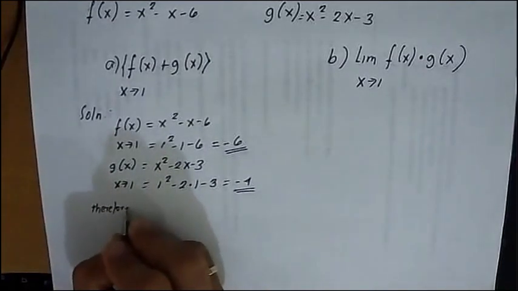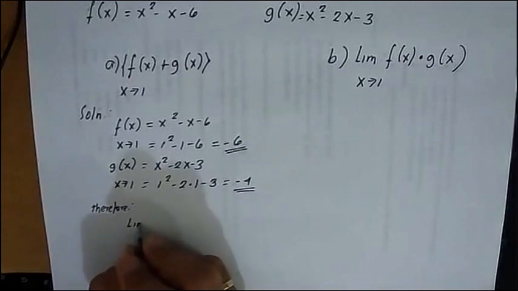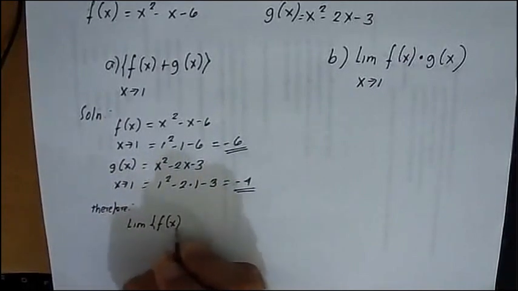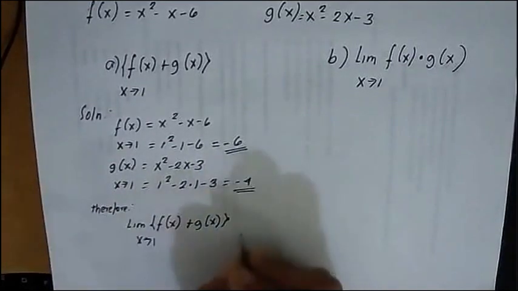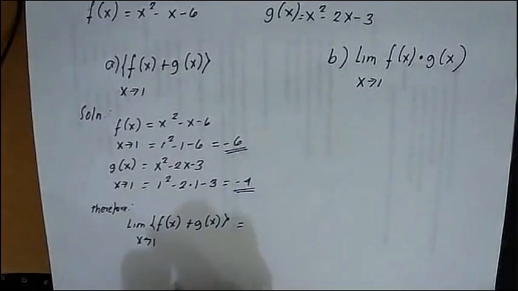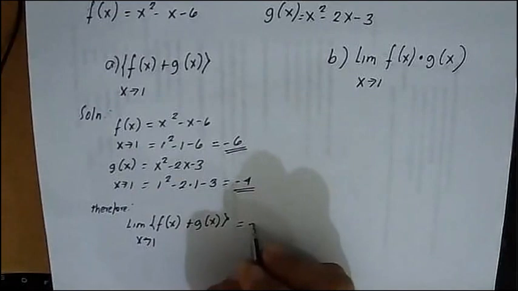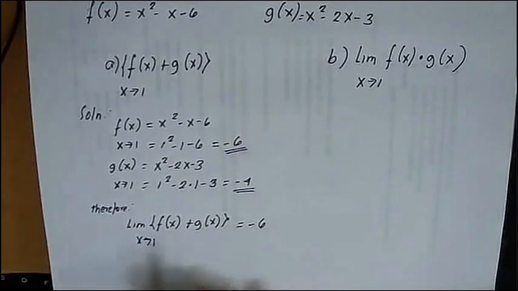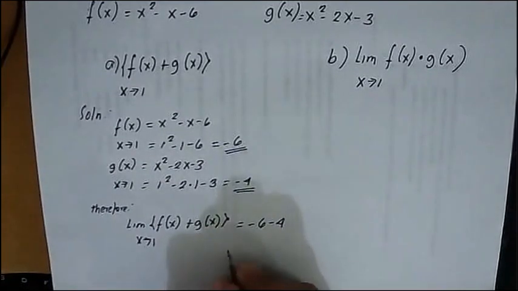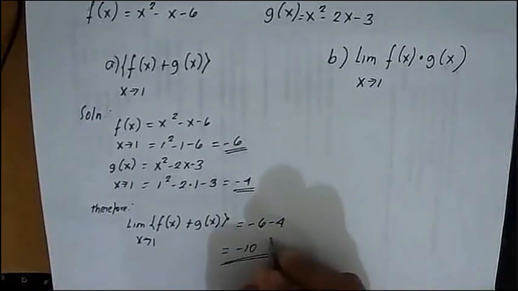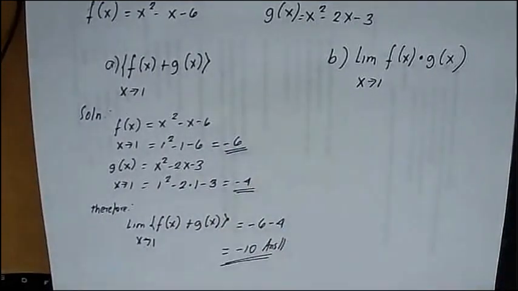if you're going to look for the limit of f(x) plus g(x) as x approaches 1, it is equal to, okay, what is the answer here? The limit of f(x) as x approaches 1, we have negative 6. The g(x) as x approaches 1, the answer is negative 4. So simplified further, minus 6 minus 4, the answer is negative 10. Okay?